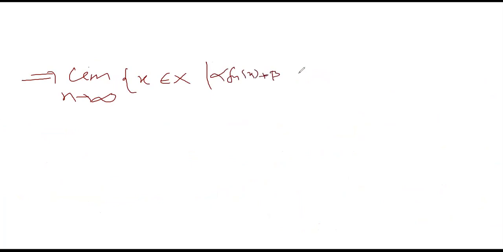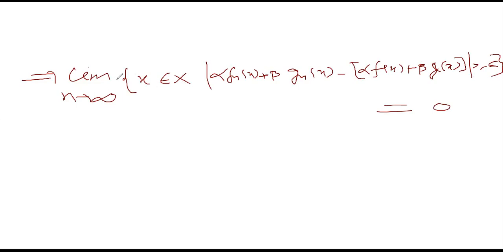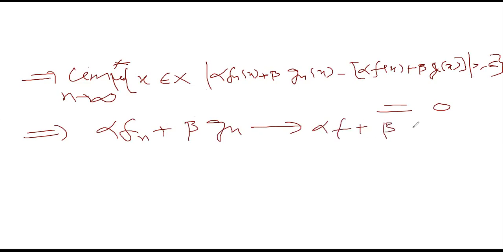So this implies the limit as n approaches infinity of mu star of the set of x belonging to X such that mod of h n x, where h is actually alpha times fn x plus beta times gn x minus alpha f x plus beta times g x, is greater than or equal to epsilon. This limit is equal to zero because it's less than or equal to zero, but it cannot be less. So mu star of this is zero, which implies, by definition of convergence in measure, that alpha fn plus beta gn converges to alpha f plus beta g in measure mu. That proves the first part.